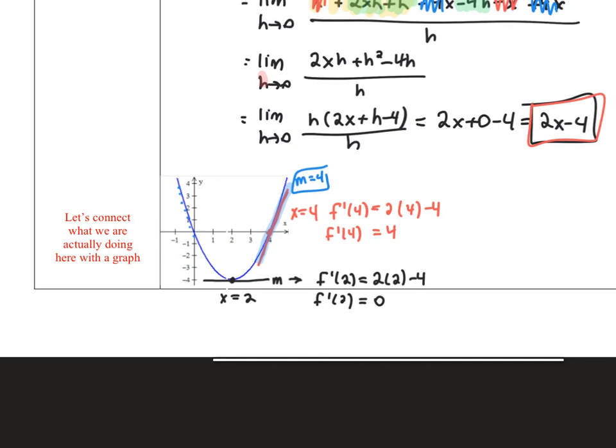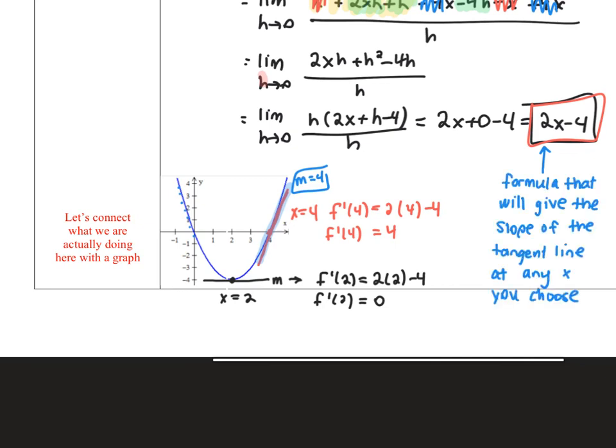And think of this thing as a formula that tells you what that slope is. So my f prime of x, think of it as just a little formula that will give the slope of the tangent line at any x you choose. Any x that you plug in, that formula will tell you what the slope of the tangent line is.